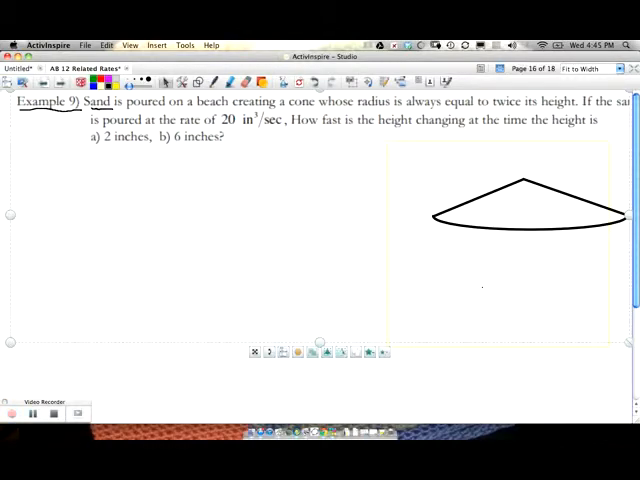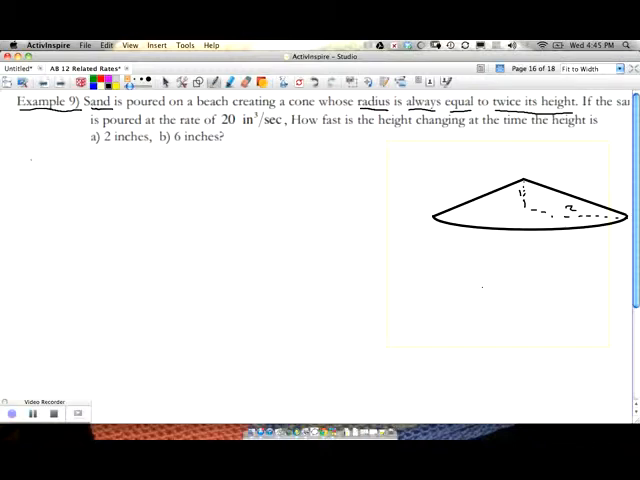It says its radius is always equal to twice its height. So that means the radius is going to be double whatever the height is. So if this was like 1, then the radius here would be 2, and the whole diameter would be 4. So that's a more accurate picture there. But I want to stop right there too. That says radius is equal to twice its height.